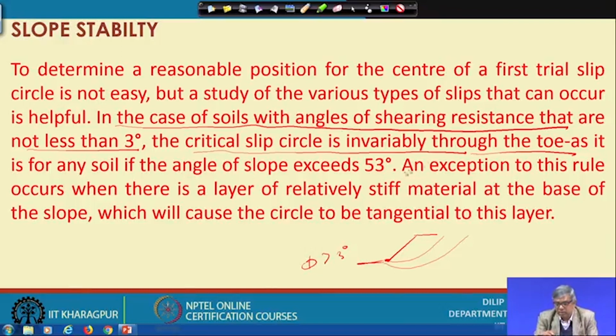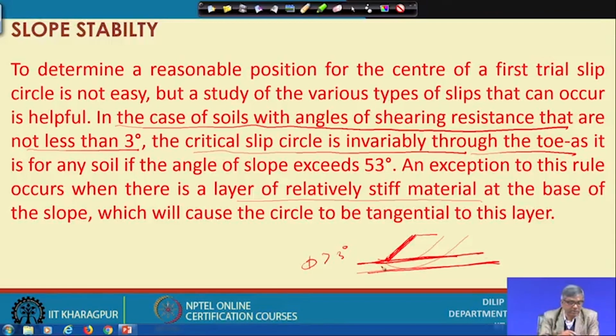and through the toe as it is for any soil if the angle of slope exceeds 53 degrees. So, if this angle is greater than 53 degrees, then it always passes through the toe. That is one observation. An exception to this rule occurs when there is a layer of relatively steep material. That means, if there is a layer here, a different material, then it can be different actually.